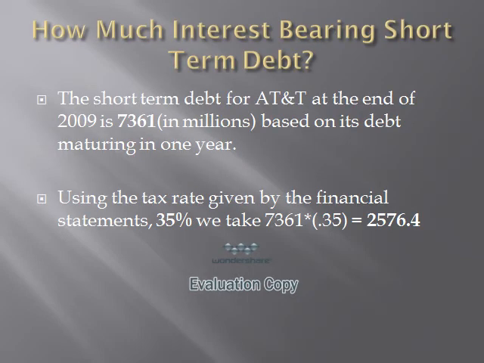How much interest-bearing short-term debt does AT&T have at the end of 2009? After reviewing the financial statements, the short-term debt came out to $7,361 million based on its maturing debt, which is 1 year or less. Finding the tax rate was off of the financial statements, and it came out to 35%. You multiply the short-term debt by the tax rate, and it gives you 2,576.4 in millions.